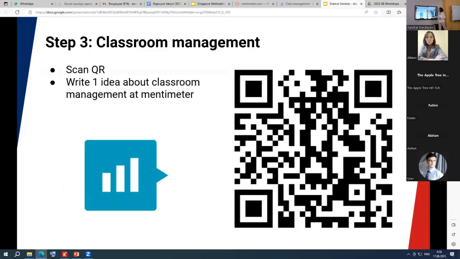So next, maybe you can write some ideas at Mentimeter. Here you scan, and maybe you can write your ideas. What ideas maybe you have more, or you remember something new while I was talking about classroom management. And then we will see all the words collected on the board.